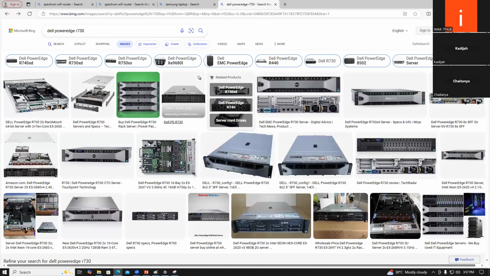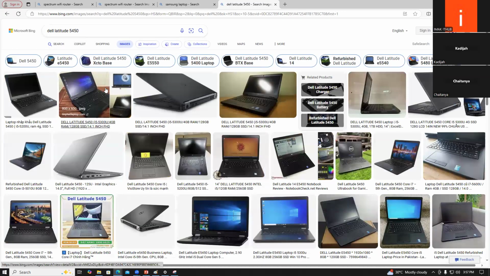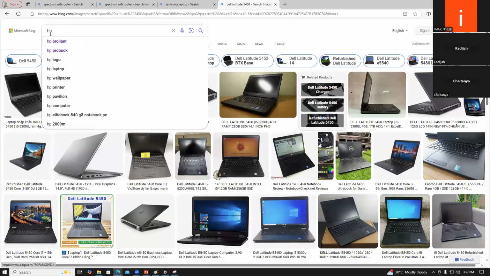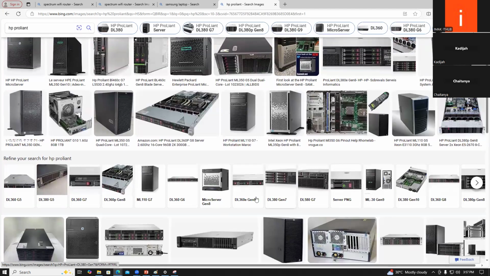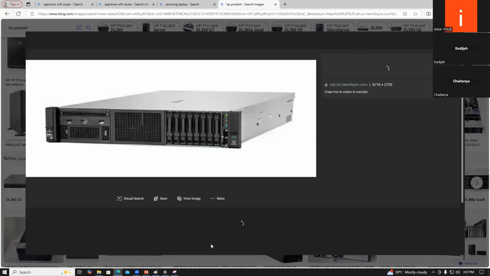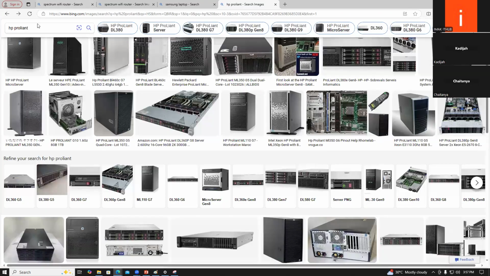Dell company created two types of hardware. One is for server side hardware, and the other one is for single user operating system. Dell Latitude, this is for single user operating system. So Dell PowerEdge is for the multi-user operating system. Same as HP ProLiant. These are HP ProLiant servers, for multi-user operating system, and HP EliteBook.